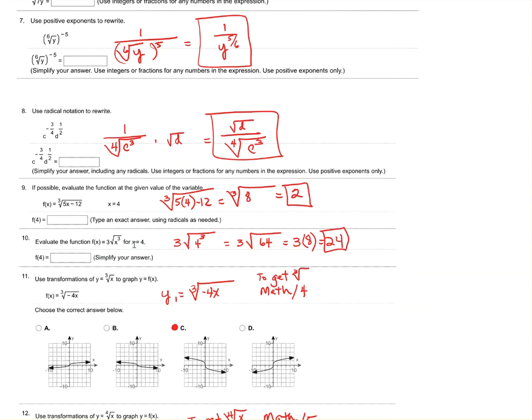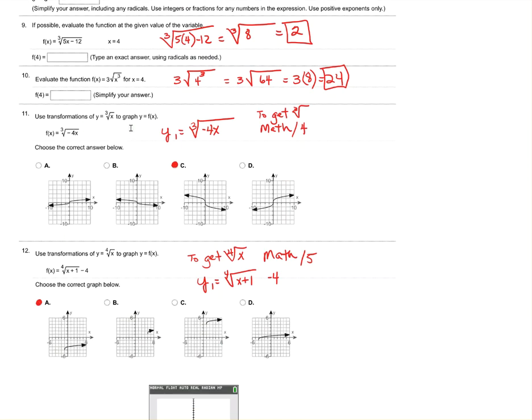Evaluate this one for x equals 4. The third root of 4 cubed. 4 cubed is 64. The cube root is 4. We're going to get this right. This is 3 times the square root of 64. Square root of 64 is 8. 3 times 8 is 24.